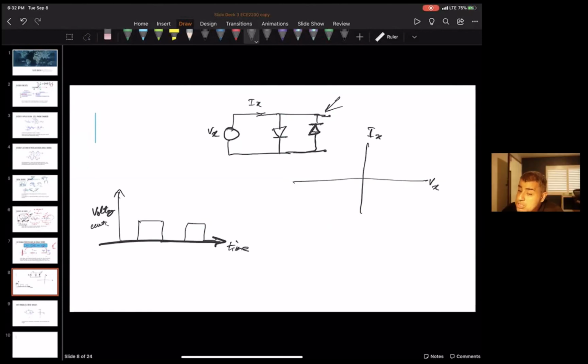But it's a really good point. At some point down the line, we're going to talk about time, but at the moment, we're just talking about voltage versus current. So we're not talking about anything transient at the moment. So let's think about what happens here.